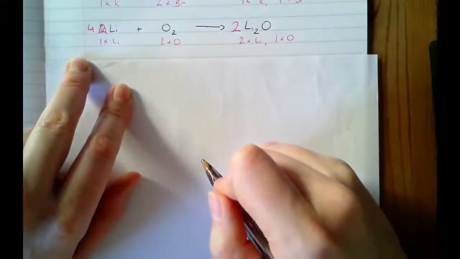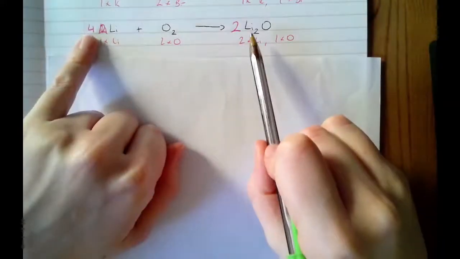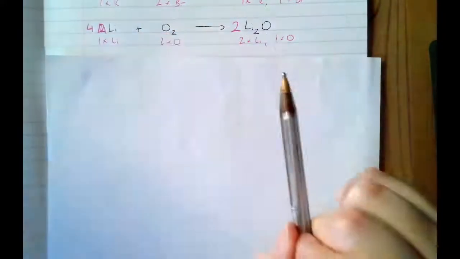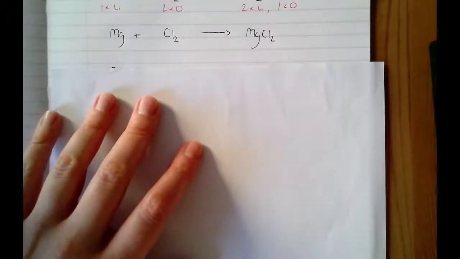to 4. Okay, so it's fine that you balance the lithiums first and then you go back and you change it. Sometimes you'll need to do a little bit of trial and error. It doesn't actually matter which element you choose to balance first, as long as they all work out fully balanced at the end. So I've got 4 lithiums on each side, I've got 2 oxygens on each side, it is now fully balanced.